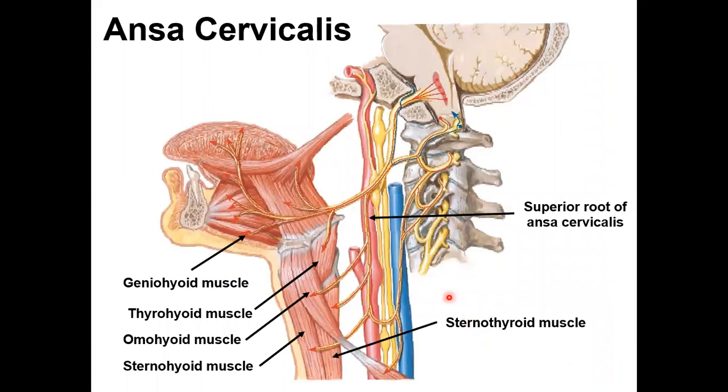And this is just another picture of your ansa cervicalis. So you see in relation how you have C1, C2, and C3 making the loop, but you also have cranial nerve 12, the hypoglossal nerve, traveling alongside C1 before it goes on its own pathway to innervate these muscles on the underside of the tongue.